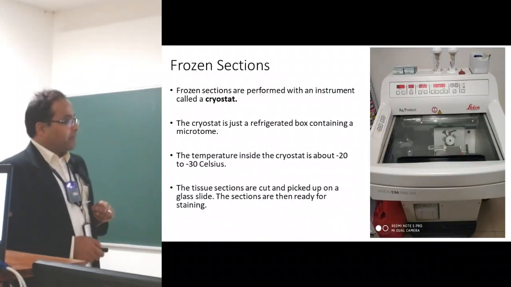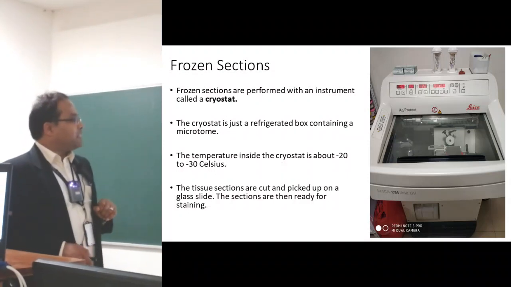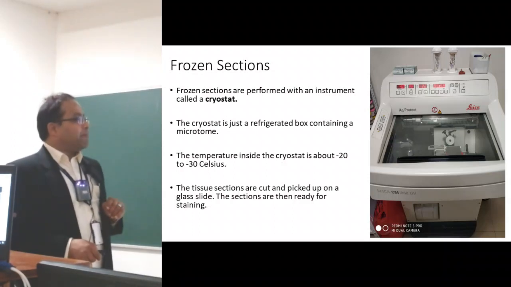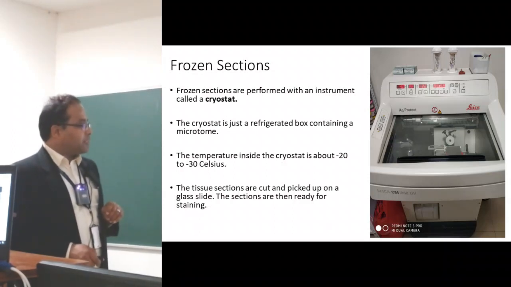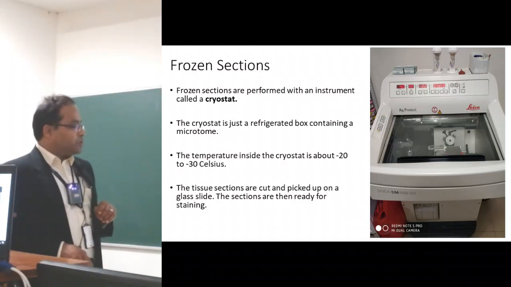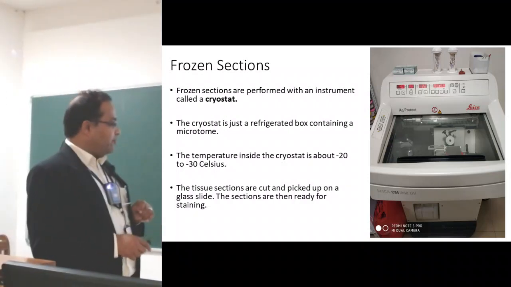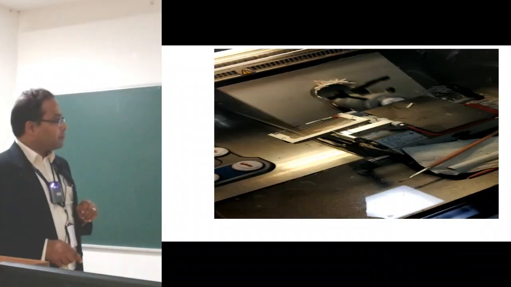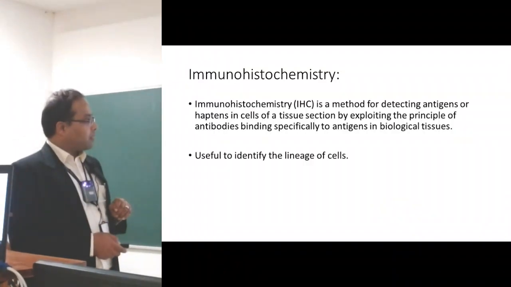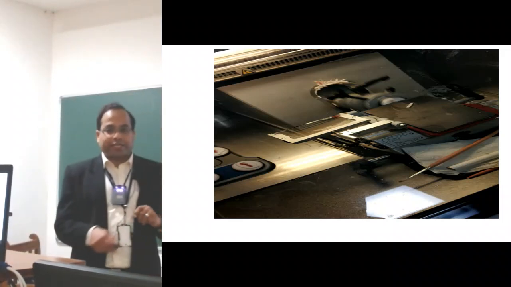This is a cryostat, which is actually a refrigerated box containing a microtome. The temperature inside the cryostat is about minus 20 to minus 30 degrees Celsius. The tissue sections are cut and picked up on a glass slide, and the sections are then ready for staining. This was a video of a frozen section.